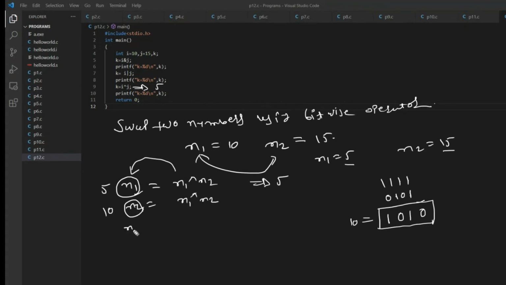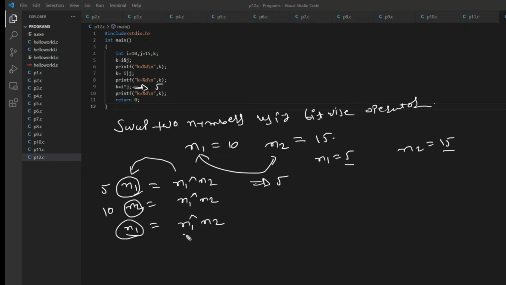Again I will do n1 is equal to n1 XOR n2. I will erase this part. So what is the output here? n1 is equal to n1 XOR n2. What is my n1? n1 is 5, n2 is now 10. So 1 0 1 0 will XOR with 0 1 0 1. So my output is 0 XOR 1 is 1, 1 1 1 1. So this 15 will be stored into n1.